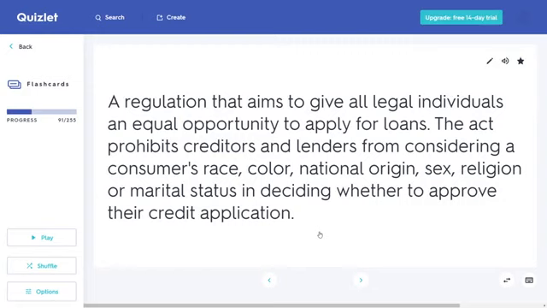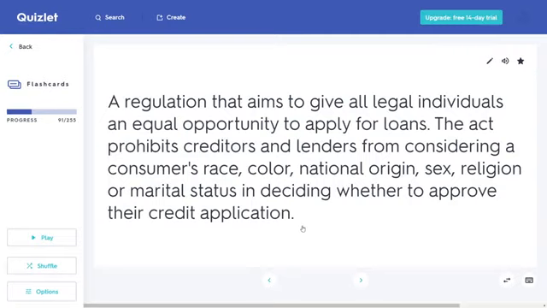The act prohibits creditors and lenders from considering a consumer's race, color, national origin, sex, religion, or marital status in deciding whether or not to approve their credit application. So let's just say you're applying for a house and maybe you are young and Christian or something. It doesn't matter whether you're young, old, black, white, from Canada, from United States, from Mexico, male, female. Creditors cannot be like, oh, well, because this person is so and so, they shouldn't get this loan. No, of course that's not allowed.